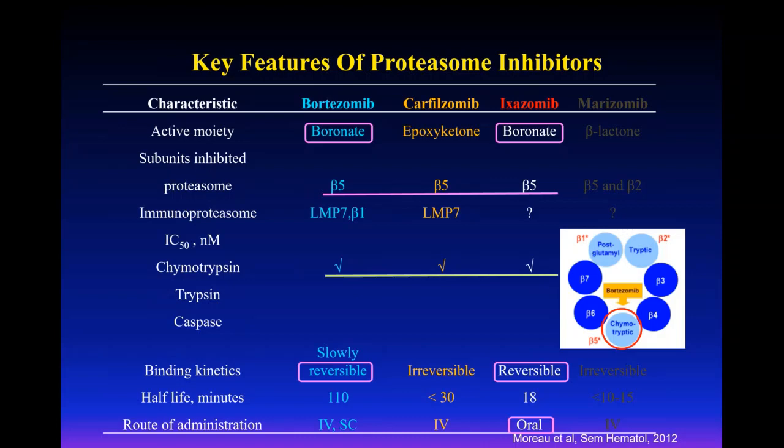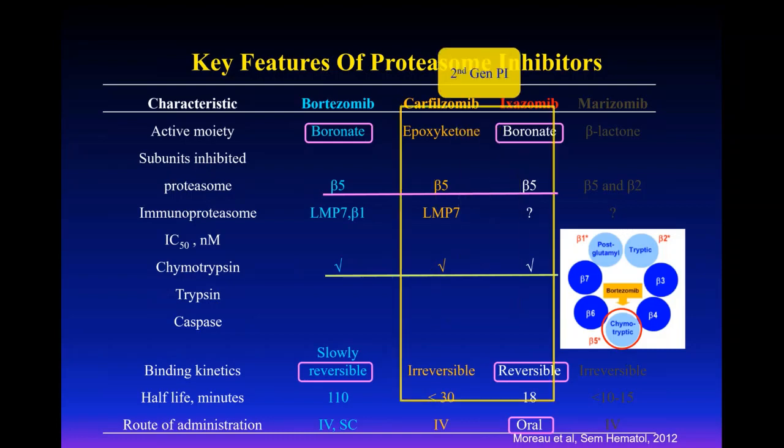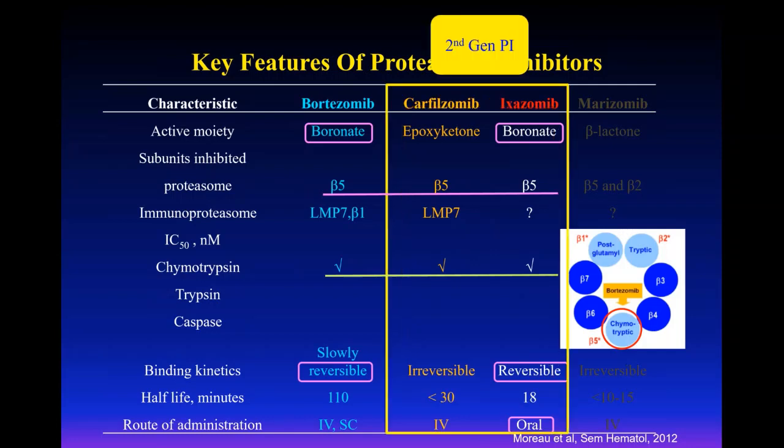All of these proteasome inhibitors, whatever the chemistry, inhibit the beta 5 subunit, the chymotryptic activity. Some are preferential, some are oral, some are reversible inhibitors, and some are irreversible inhibitors. And these are the second generation proteasome inhibitors, carfilzomib and ixazomib.